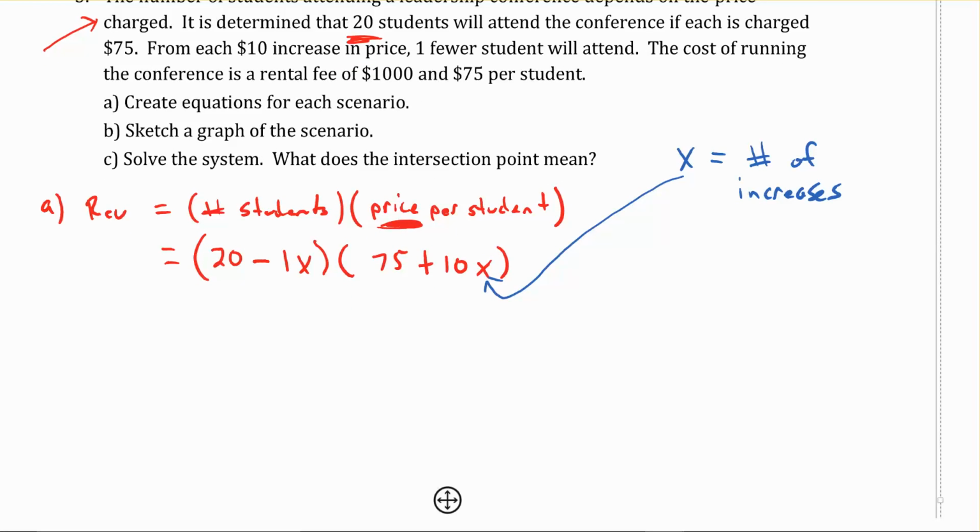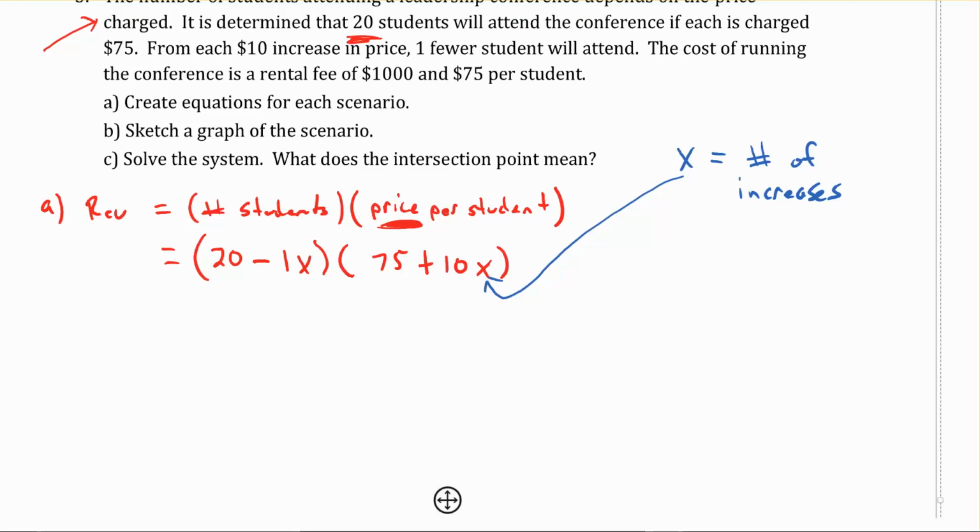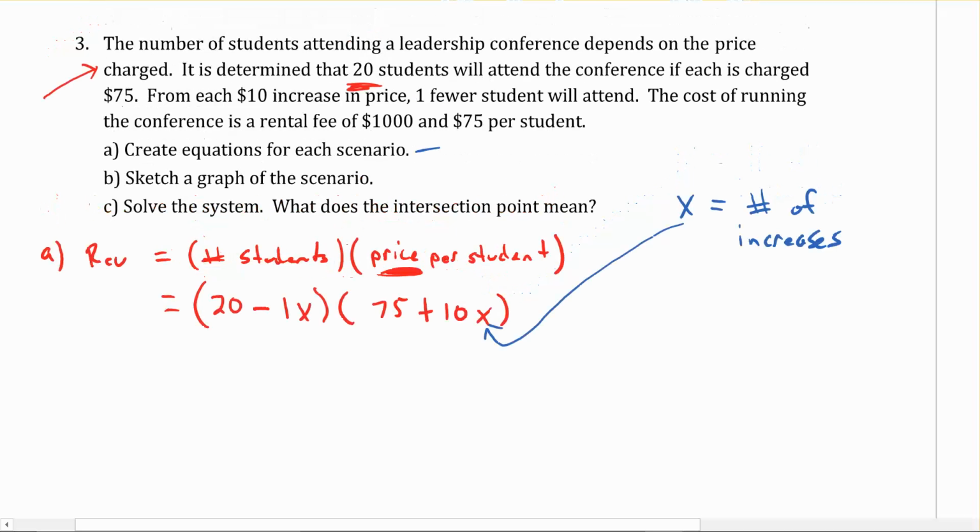Okay, so now we've pretty much got it, right? If you expanded that, it would look like our normal x squared plus something x plus something at the end, right? So that's one of our equations. So it says create for each scenario. So that's the first one, but we're going to have two of these, right?